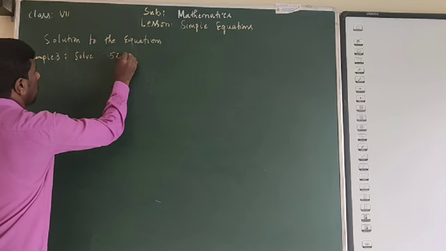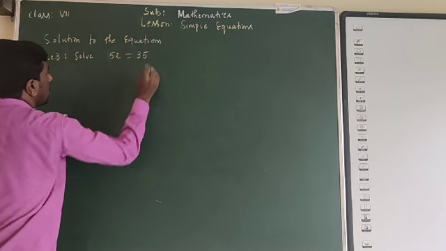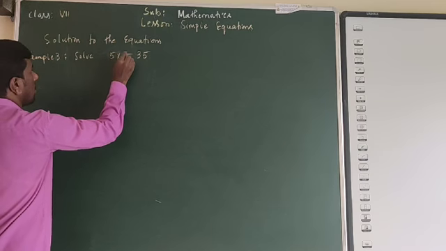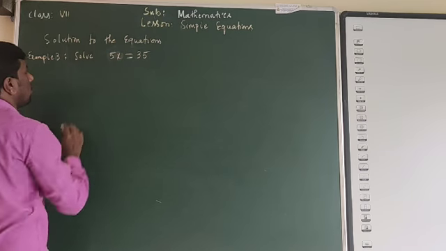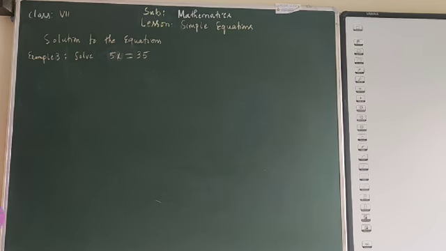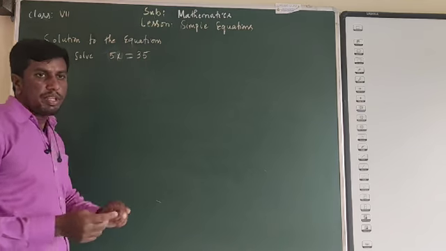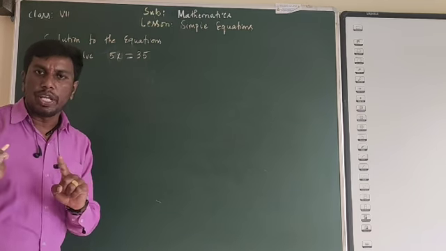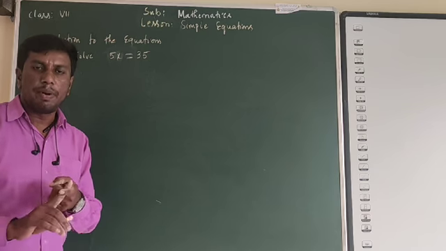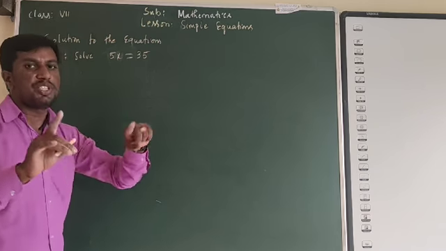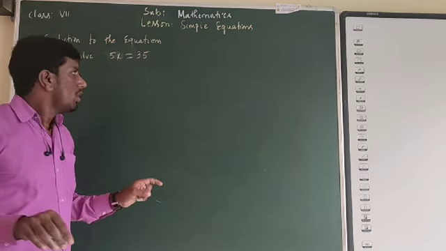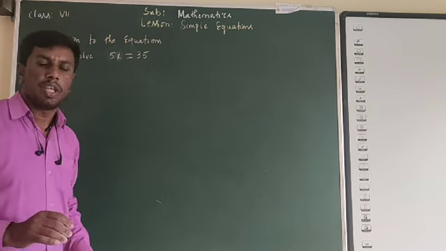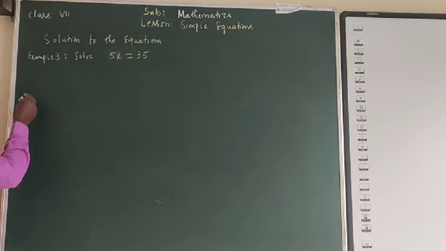Solve 5x is equal to 35. 5x means 5 into x. I told you that: in between, there is a multiplication sign. Remember that, 5x and 5 into x are both the same. If it were 5 plus x, they would mention 5 plus x. Here they didn't, so it is 5 into x. Right? How to solve this?